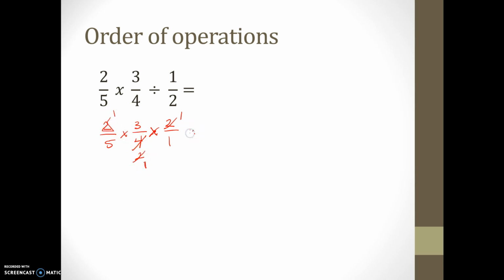And now I'm left with 1 times 3 times 1 in the numerator. So actually, I think I'm going to go ahead and rewrite this. I have 1/5 times 3 times 1. So 1 times 3 is 3, times 1 is still 3. 5 times 1 is 5, times 1 is still 5. So I'm left with 3/5.